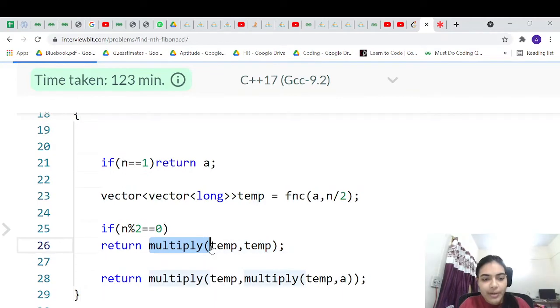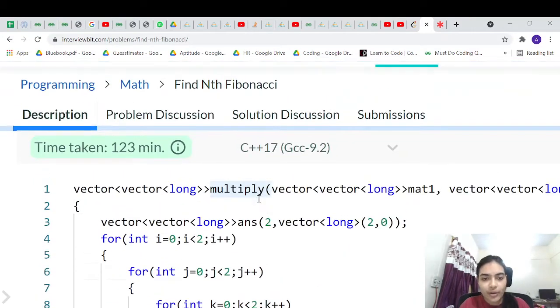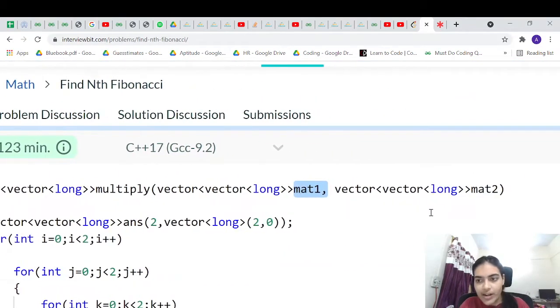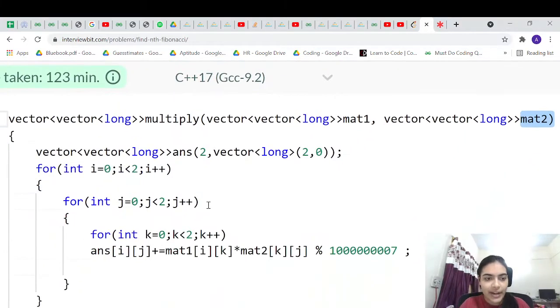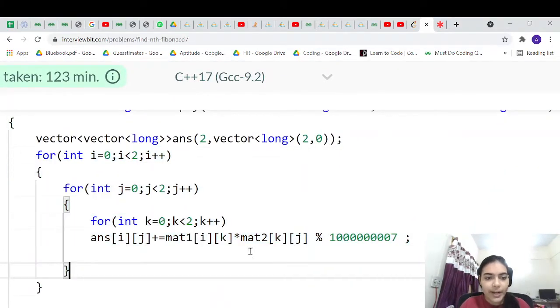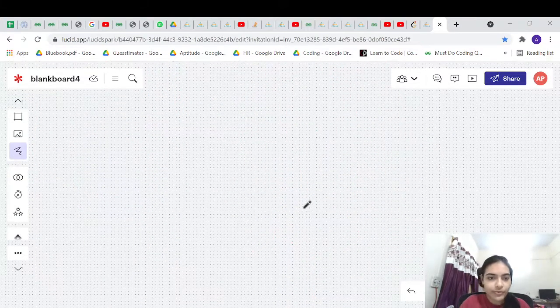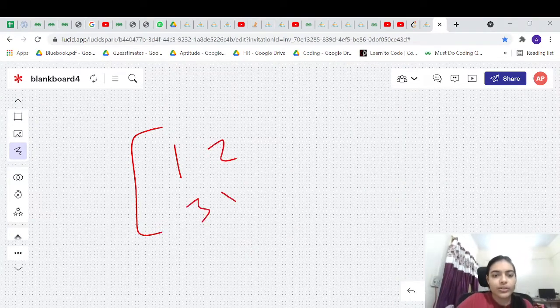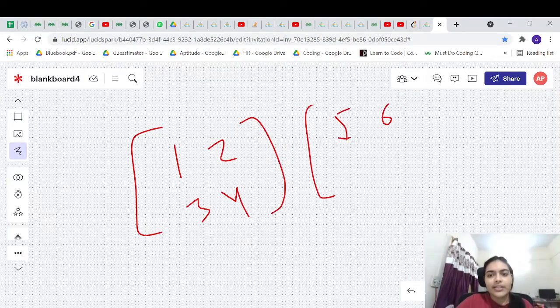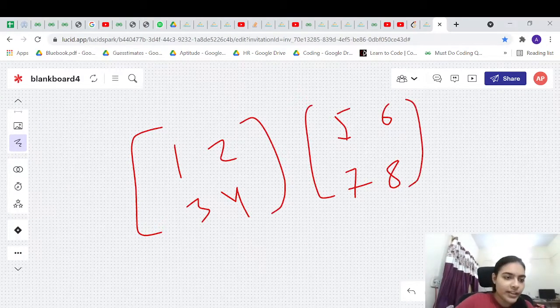Now how do we multiply matrices? Multiplying matrices is very simple. We have two matrices, matrix 1 and matrix 2. This is a common code for multiplying two matrices, so I can also discuss this code quickly. Let's say you have two matrices, 1 2 3 4, and 5 6 7 8. How do you multiply the two matrices?